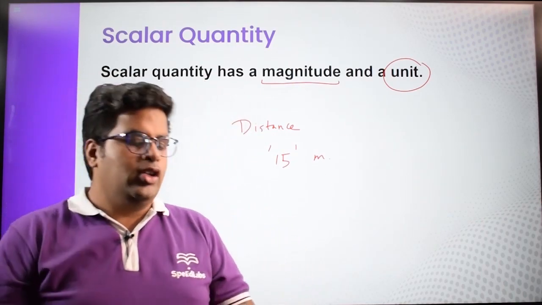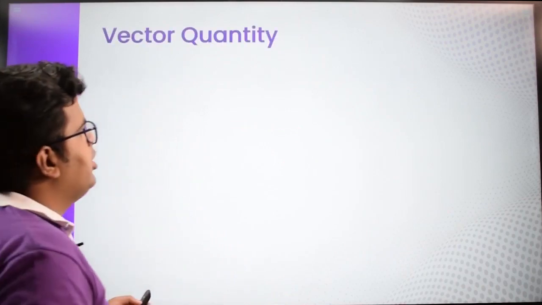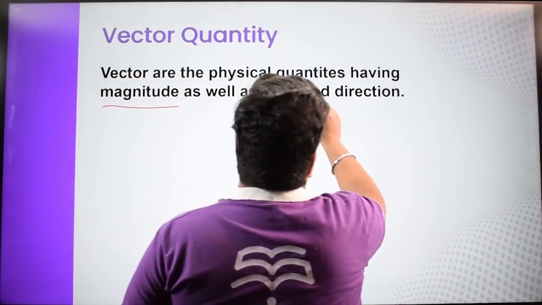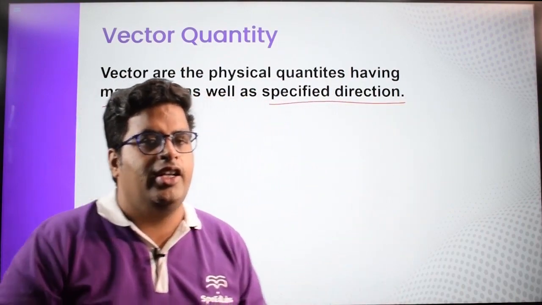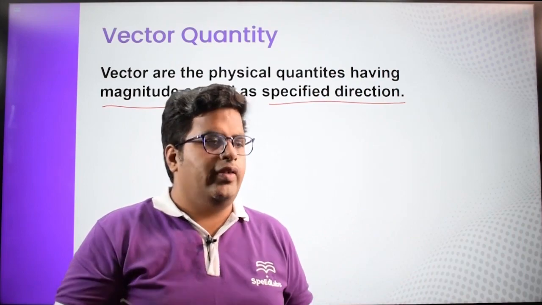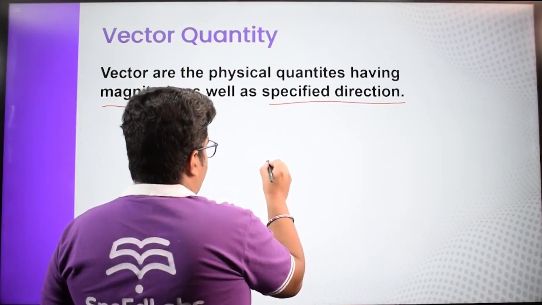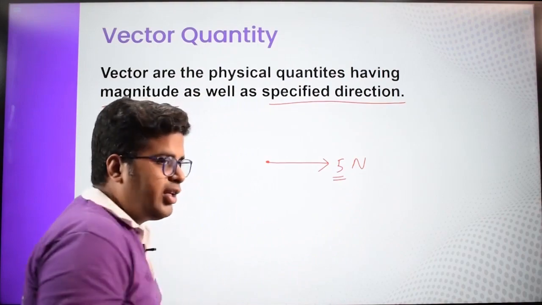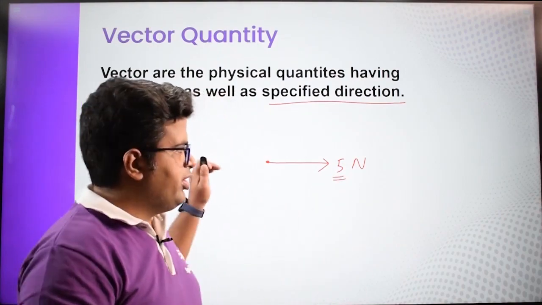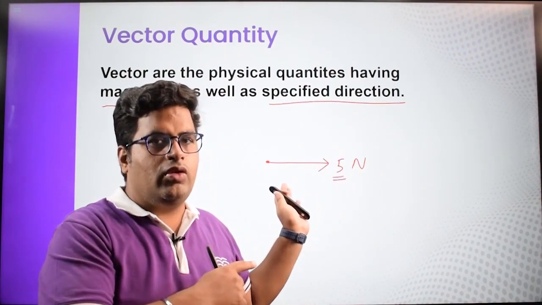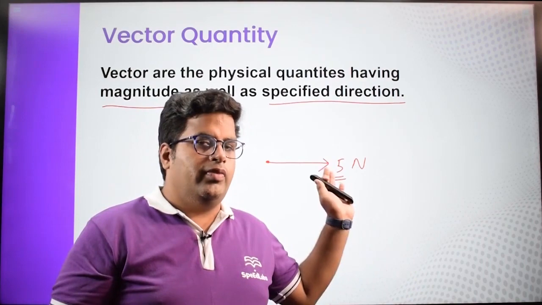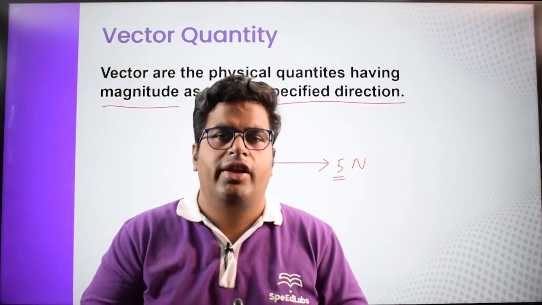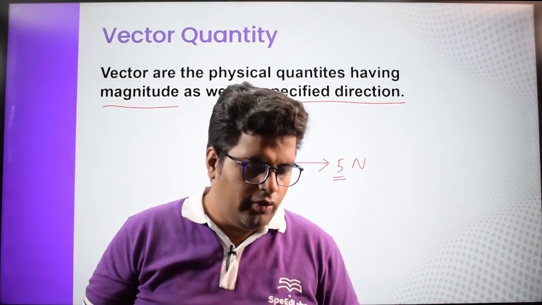Now when I talk about vector, a vector is basically a quantity that has magnitude as well as direction. So most important, vectors are those which have magnitude as well as specified direction. When we talk about vector, we have an example of force. Suppose there is an object and we are applying a force of, let's say, 5 Newton. So this 5 is going to be the magnitude, Newton will of course be the unit, and this is the direction. So it's a vector quantity. Distance is just a scalar, but force is an example of a vector quantity, right? So anything which has magnitude as well as direction is going to be your vector.